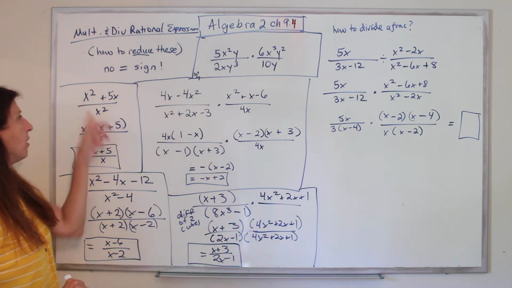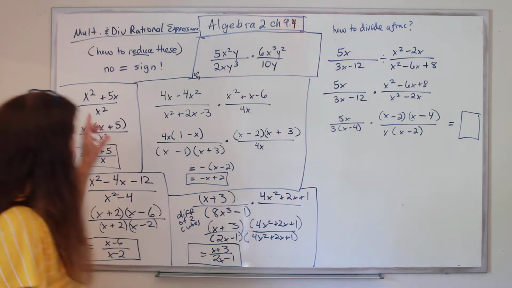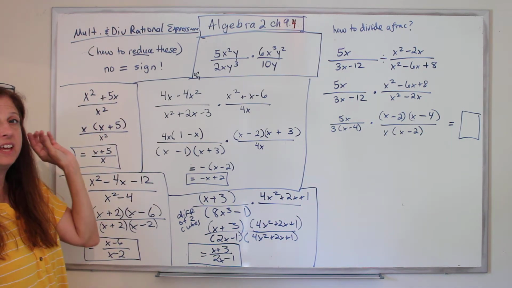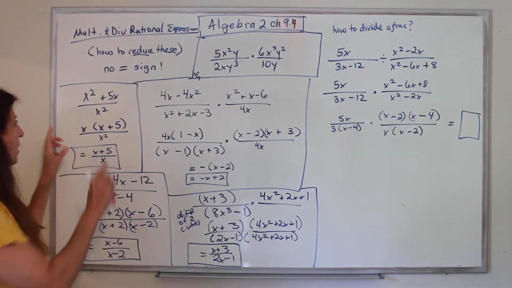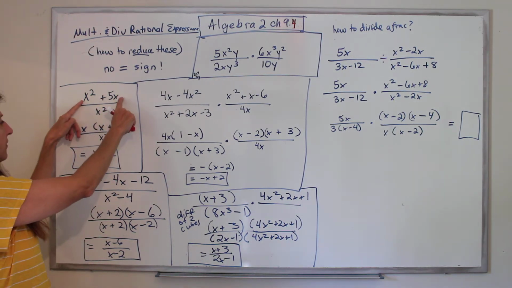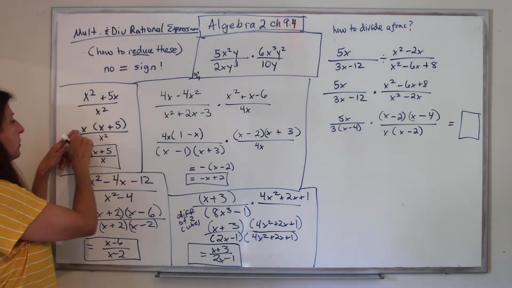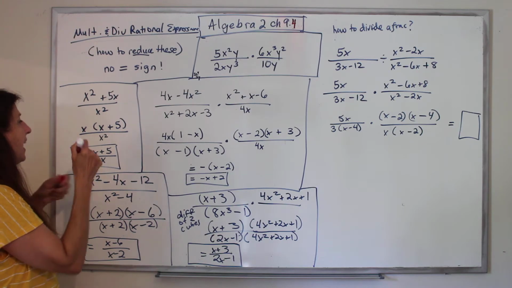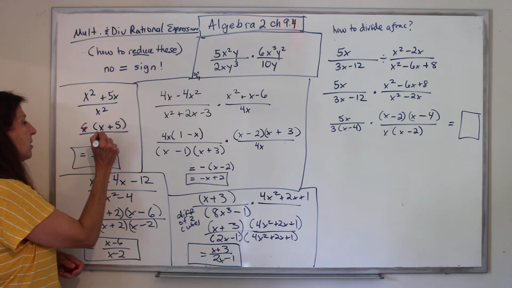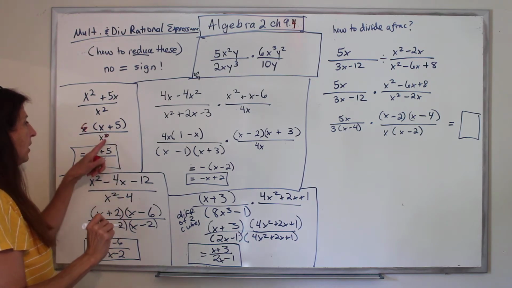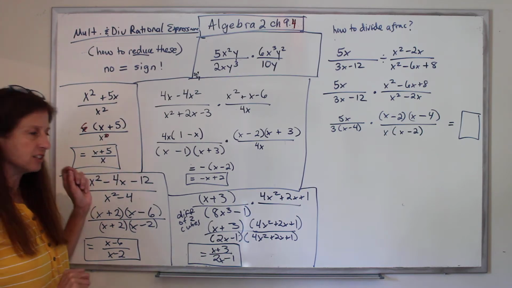You cannot mark out those x squareds because of that plus. Not allowed. So instead we think, well, is there something I can pull out? Then I can mark it out, because you can mark it out if it's multiply or divide, but not add or subtract. There's a common factor here of x. So I pulled an x out, and x times x is x squared, and x times 5 is 5x. Now I have one x on top and two on bottom. So this marks out one of those, leaving one, and the answer is x plus 5 over x. That's not so bad, is it?